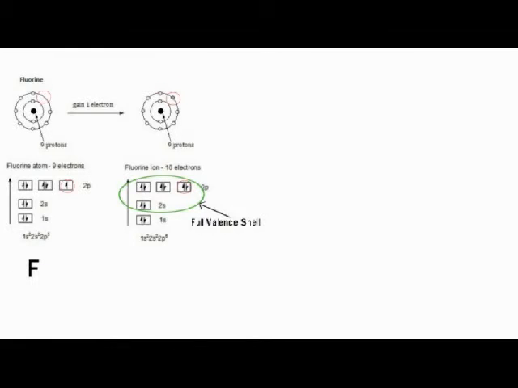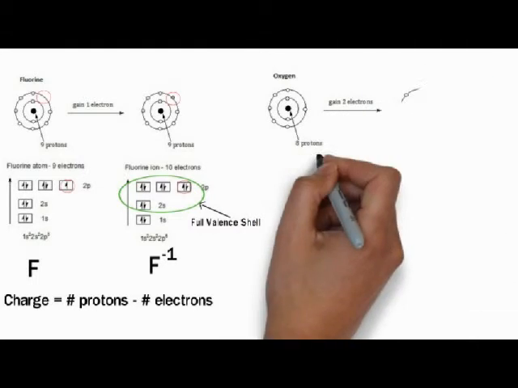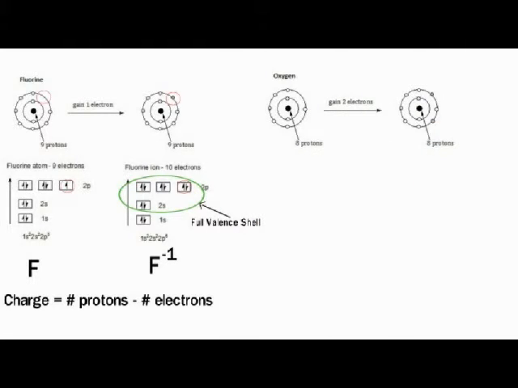Remember, on the other ones we were losing electrons, but fluorine is gaining an electron, or taking an electron from another atom. So fluorine will have a charge of -1. Remember, charge is the number of protons minus the number of electrons, which in this case would be 9 protons minus 10 electrons, which gives us our -1 charge.